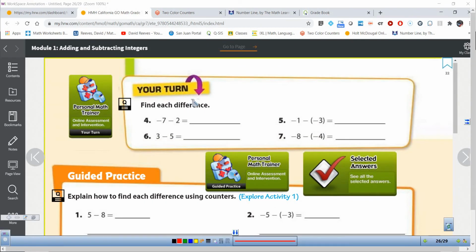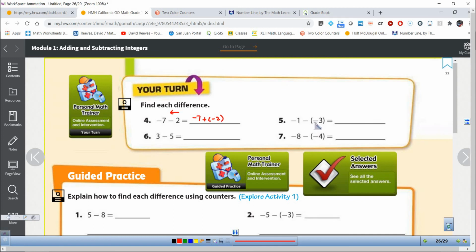Okay, your turn on page 22. I have negative 7 take away 2. We know that I am subtracting a positive, so I'm going to have to go left. So negative 7 take away 2 is the same as negative 7 plus negative 2, because that's how I can go to the left. Subtract a positive or add a negative, right?